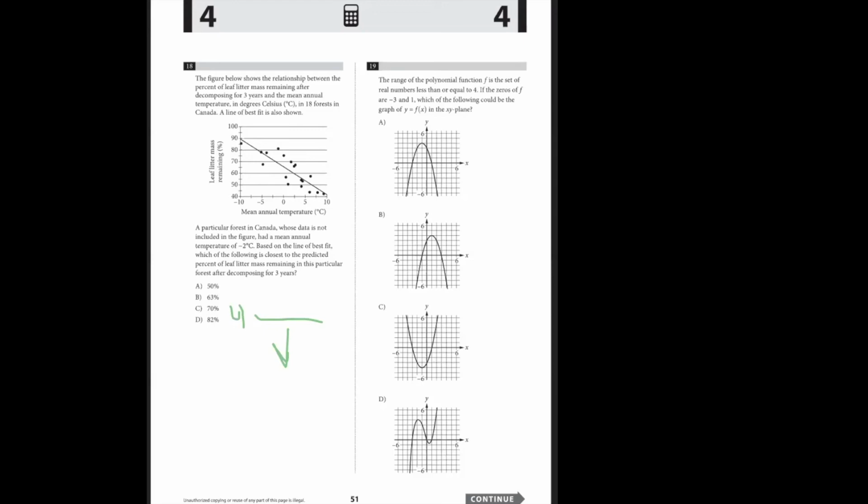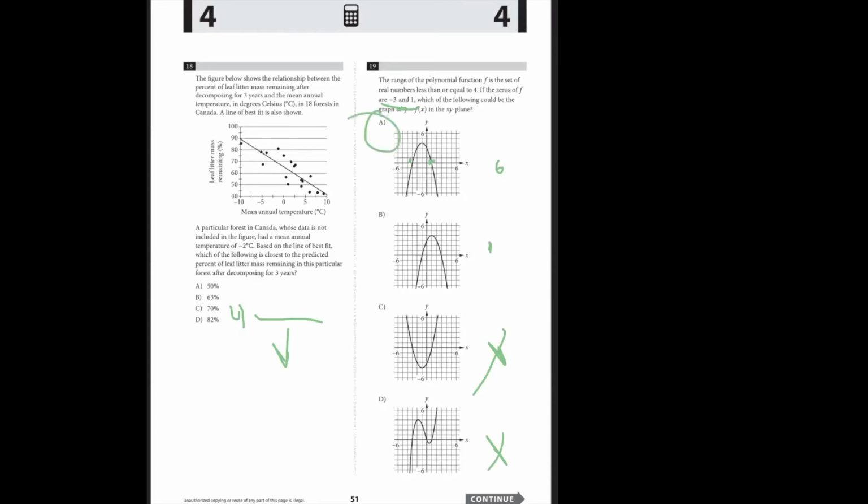So the first thing I'm going to do is eliminate the ones that don't have a range of numbers less than or equal to 4. And it's not this one because this one goes to infinity. This one also goes to infinity, so it can't be those two. So we're left between these two. So now we're going to just test the zeros. Which graphs are equal to 0 at -3 and 1? Really, the only one that has that is here. This is -3. This is 1. So that's the one. That's the answer.